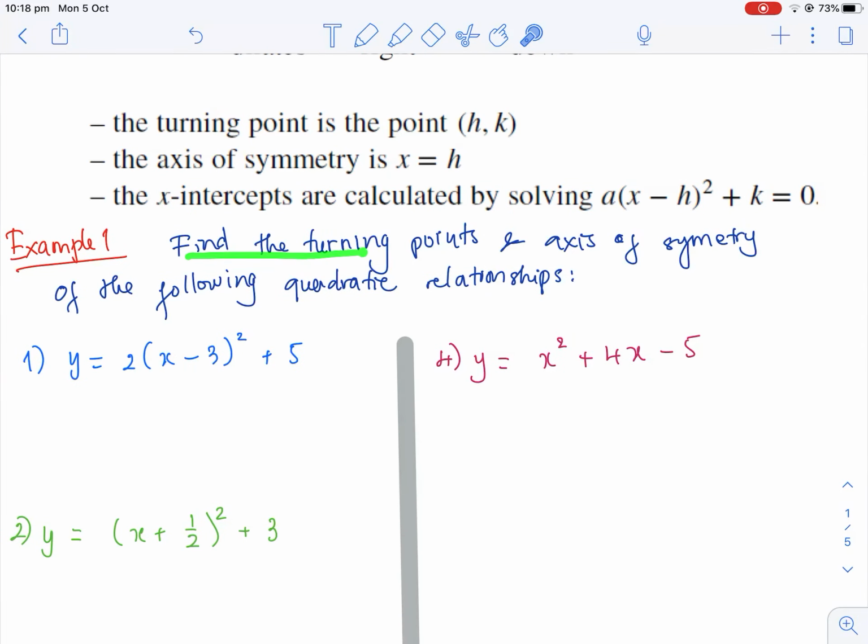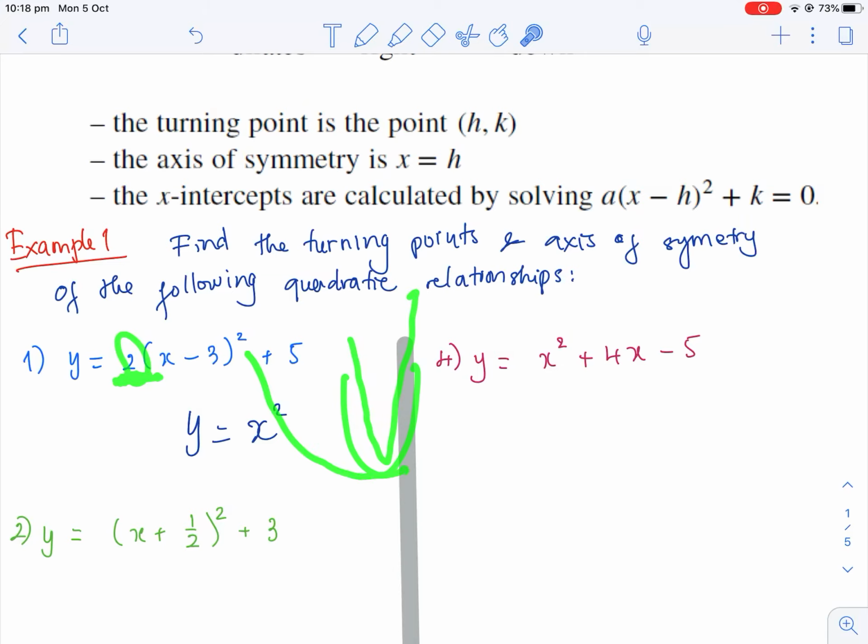First, find the turning points and the axis of symmetry of the following quadratic relationships. The first one is this one. There's nothing to deal with regarding the coefficient in front of the quadratic form. It just tells you the dilation of the parabola compared to the basic one, y equals x squared. If the coefficient in front of x squared is bigger than 1, then your parabola is narrower or skinnier. If it is smaller than 1, then your parabola is wider compared to the basic one.